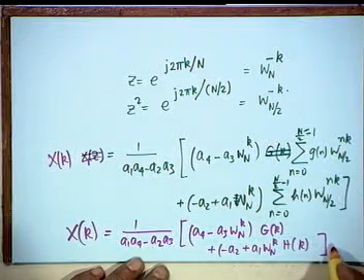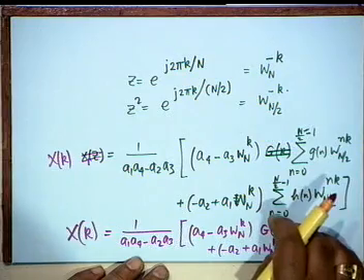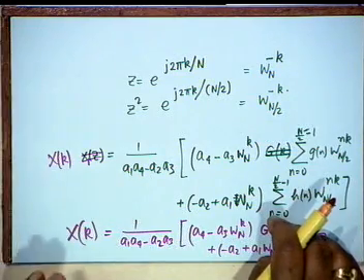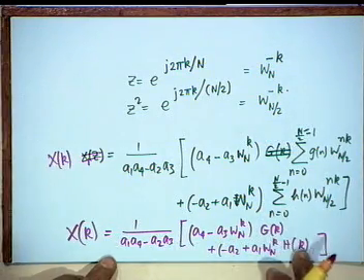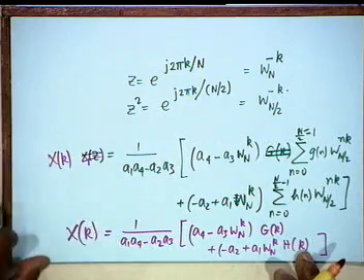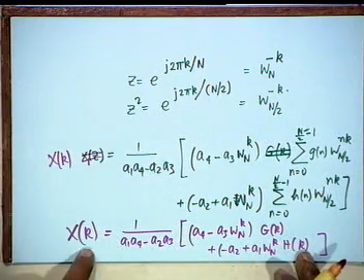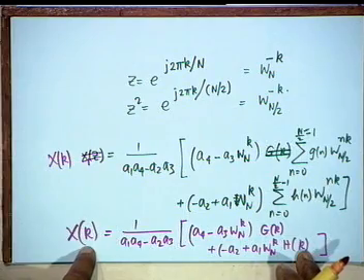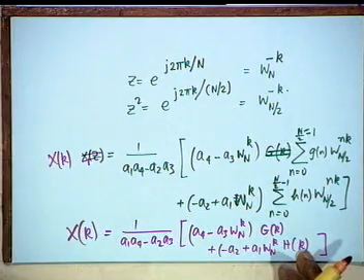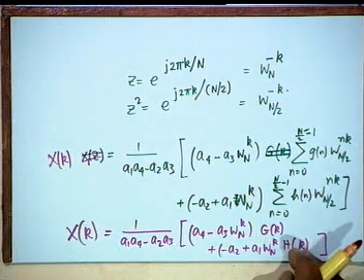Now the story, as I said, is not complete. This is only half of the story. We can compute gk and hk only from 0 to capital N by 2 minus 1, whereas xk has to be computed from 0 to capital N minus 1. So how do we do that?